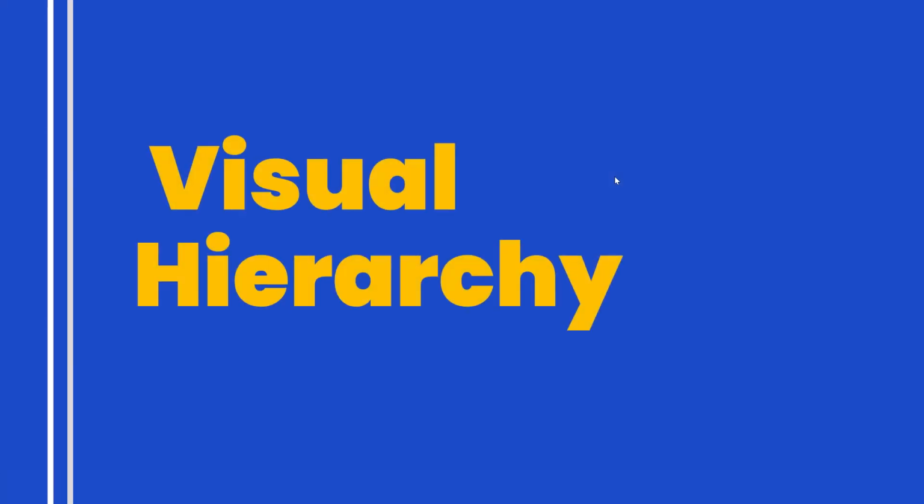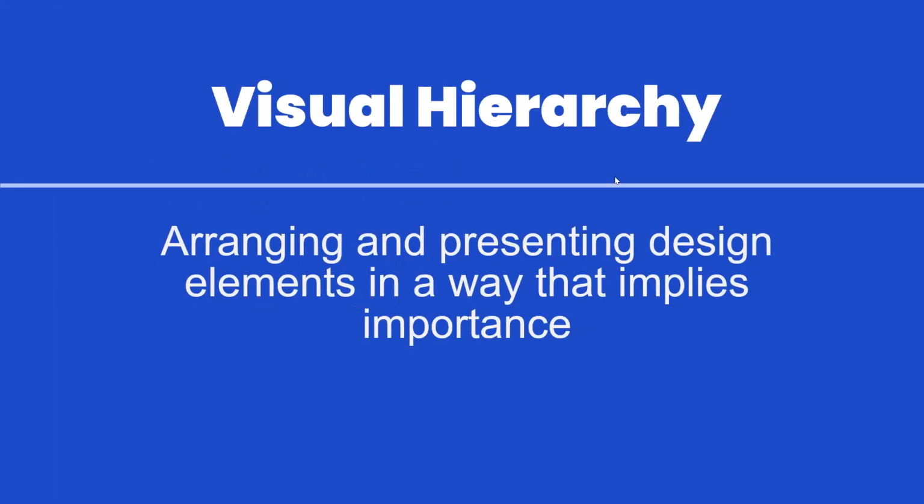Now, the next is visual hierarchy. Visual hierarchy is very important. When you look at this slide, what does it do? The first thing your eyes are drawn to is the visual hierarchy title. And what I've done here is I've made use of color to create visual hierarchy. Visual hierarchy is about arranging and presenting design elements in a way that implies importance.